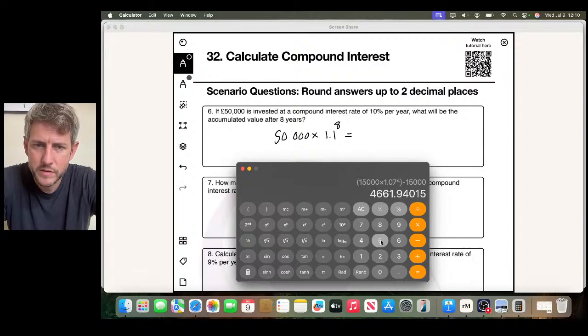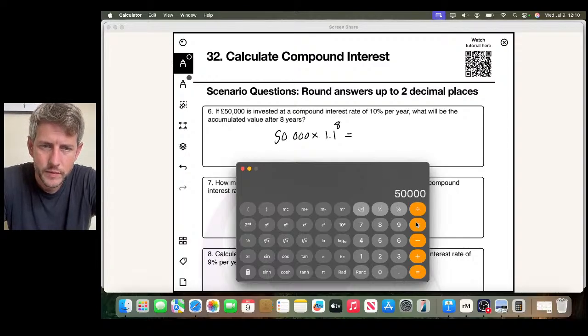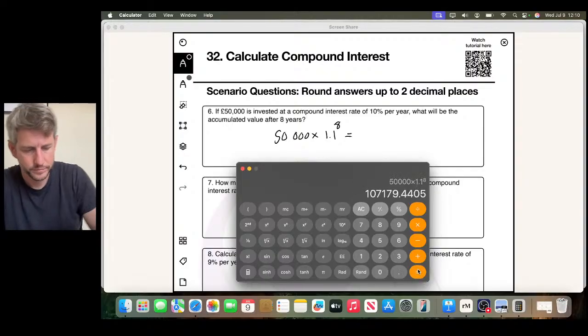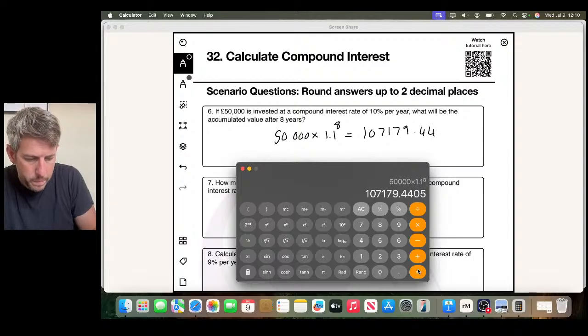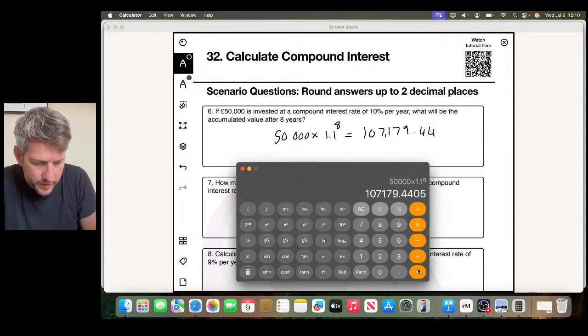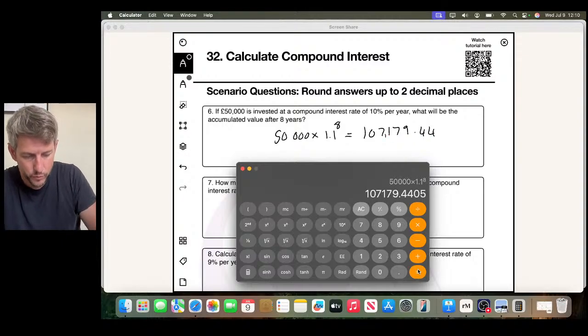So 50,000 times 1.1 to the power of 8. Whew. 107,179.44, and then they put a comma there. £107,179.44. Okay.